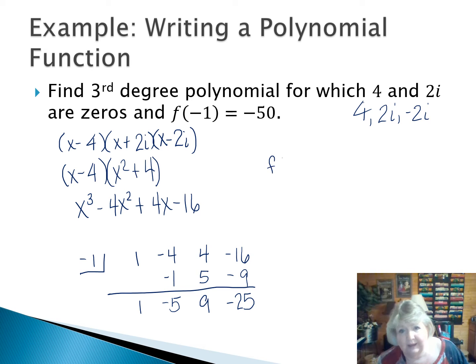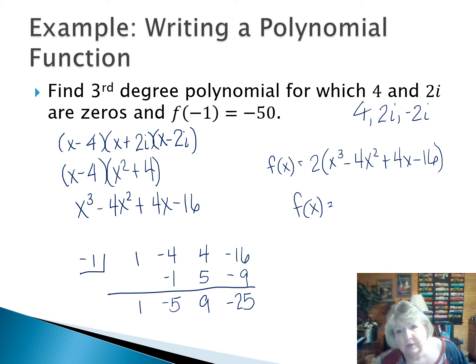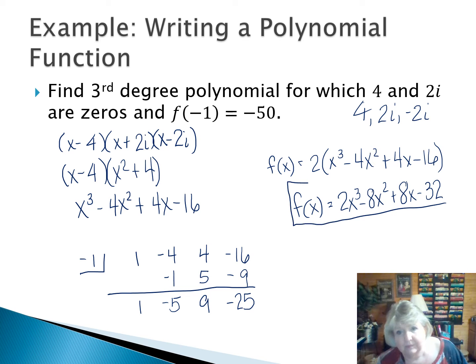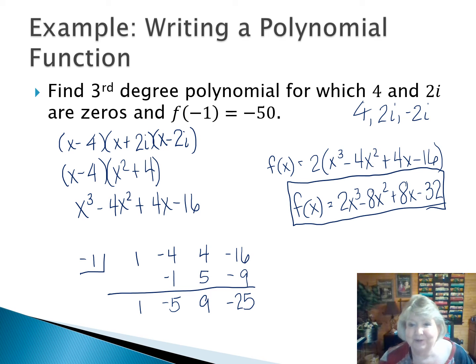So my f of x is going to be 2 times whatever I multiplied out. x cubed minus 4x squared plus 4x minus 16. So all I have to do to finish it off is actually distribute the 2. So that would be 2x cubed minus 8x squared plus 8x minus 32. Final answer.